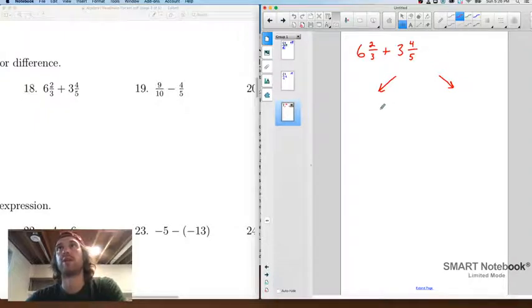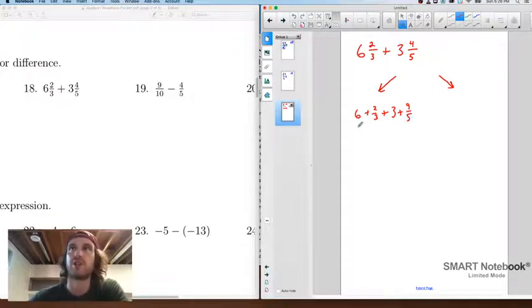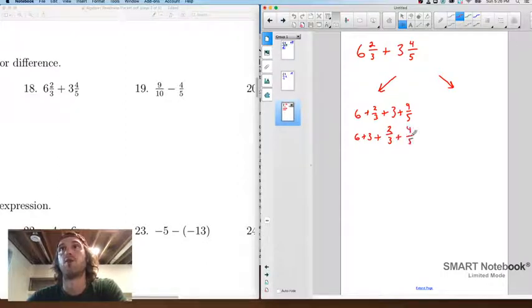So one way to do this and keep our answers exact, so you could use decimals, but I'm going to use fractions. You can think about it as 6 plus 2/3 plus 3 plus 4/5. And there's this rule called the commutative property of addition that says we can add in any order. So I'm going to do 6 plus 3 first. I'm going to change the order of the addition that we are doing. Plus 2/3 plus 4 over 5.